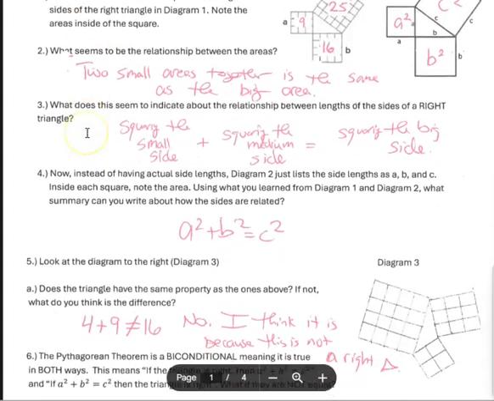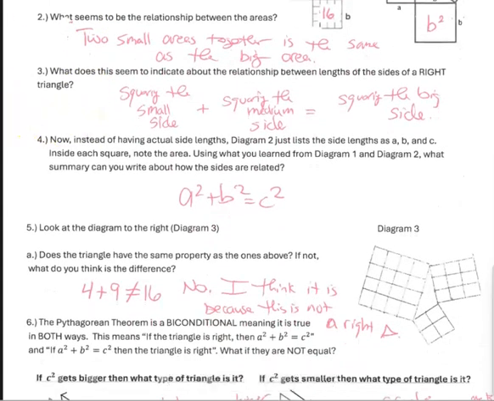Now, instead of having actual side lengths, diagram 2 just lists them as A, B, and C. Inside each square, note the area. So it's an A by A, which is A squared, B by B, which is B squared, and a C by C, which is C squared. So we know that A squared plus B squared will equal C squared. That is called the Pythagorean theorem, and that's what we're going to be working on today.